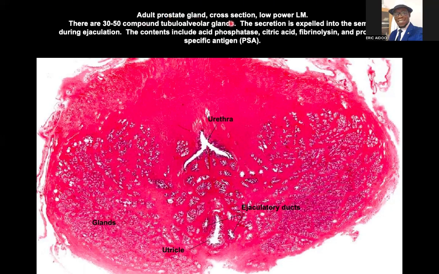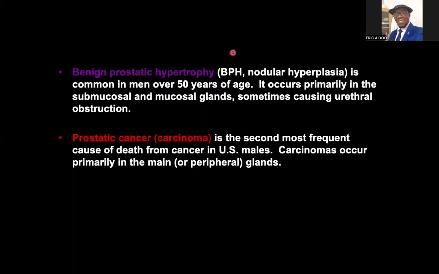Adult prostate gland cross-section, low power LM: there are about 30 to 50 compound tubulo-alveolar glands. This describes the type of gland you find there. The secretion is expelled into the semen during ejaculation. They contain acid phosphatase, citric acid, fibrinolysin, and prostate-specific antigens. All these are used for testing to know the state of the prostate.